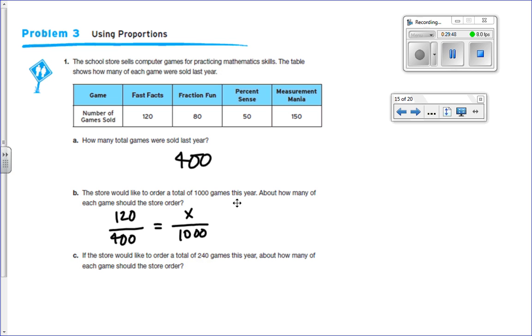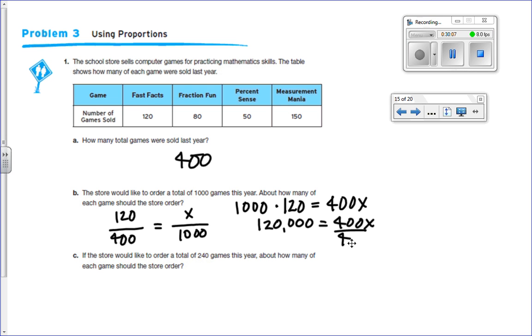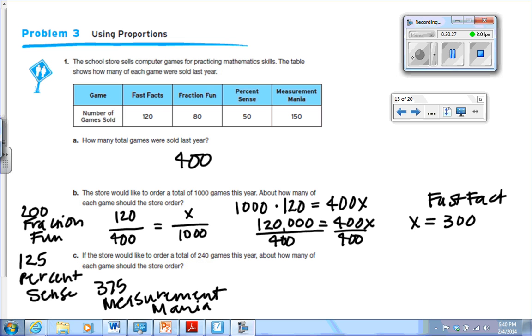Well, if we use the cross multiplication method here, we would do 1,000 times 120, and that's going to equal 400x. 1,000 times 120 is going to give me 120,000, and if we divide by 400 to isolate that variable, that gives me a value of 300 fast fact games. I want you to go ahead and try figuring out the rest of those and then come back and check yourself.